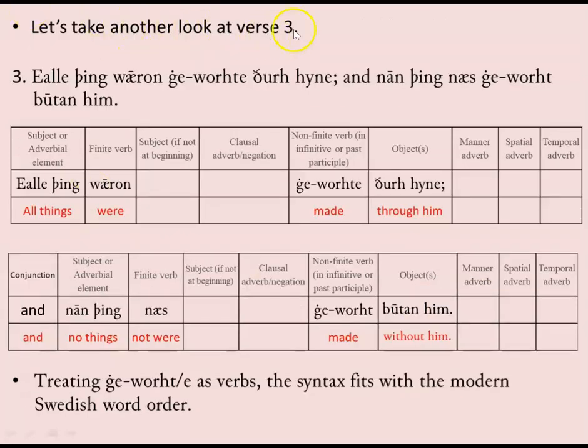Let's take another look at verse 3 again. "Ela thin gwaran yawarch te thurach huna ananthin nas yawarch butan him." Now, if we have a look here, we have the subject or adverbial element, all things. Subject. Waren, were. This slot is empty because we already have the subject up here. Clausal adverb negation not necessary. Non-finite verb in infinitive or past participle.